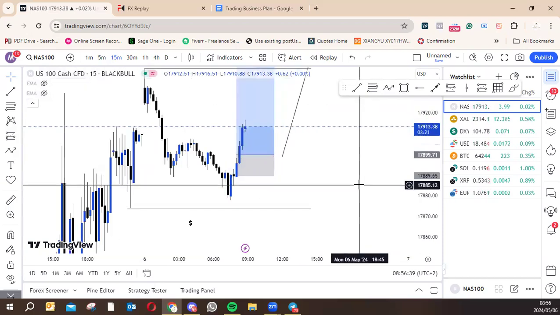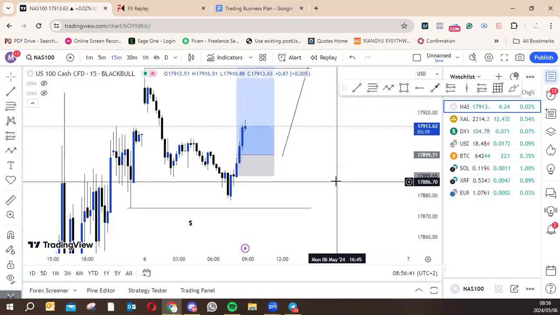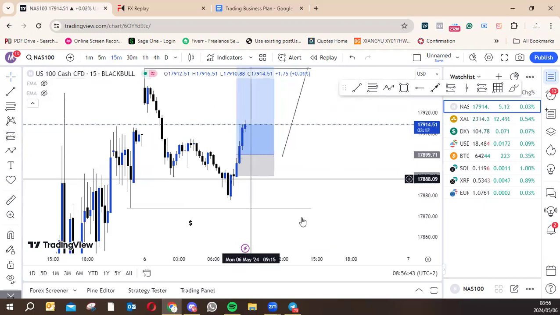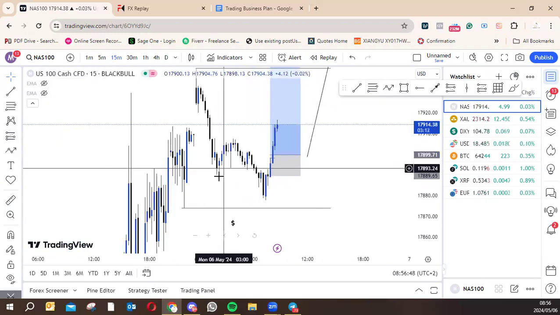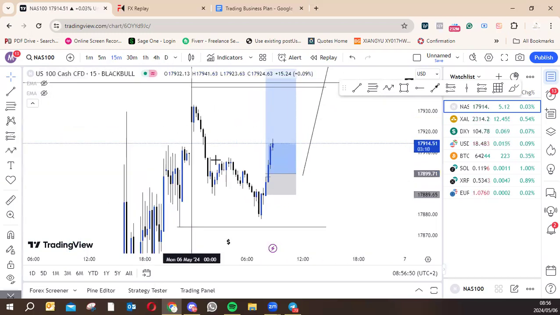Because for me, I mostly get 1 to 2 setups a day. So if I get this setup, I'm going to take it. This is on the 5 minute now, but my liquidity levels were this low and this high.